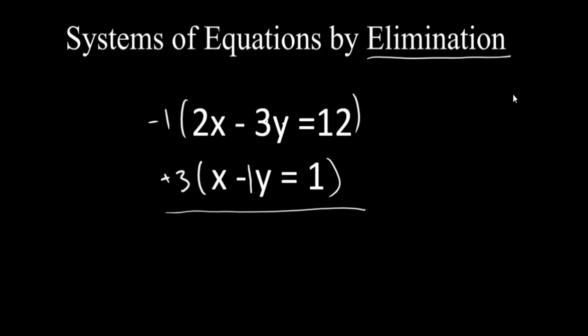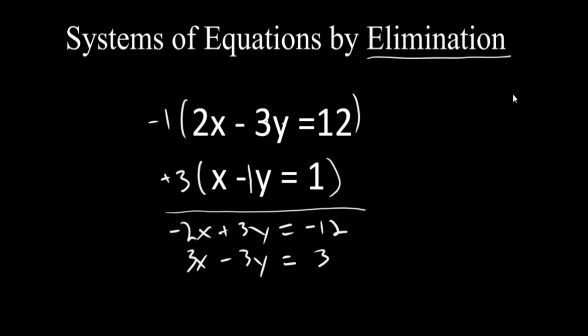Remember, always multiply the whole equation. Some students make the mistake of multiplying only the y, or only the 2 and the x, and they forget to multiply the 12 or the 1. You have to multiply the whole equation. So this is going to give you plus 3y equals -12. This is going to give you 3x, and then minus 3y equals 3.